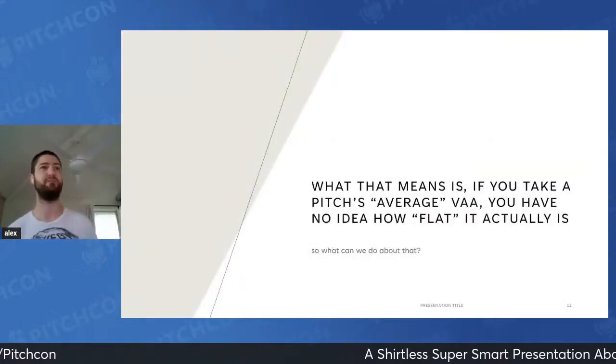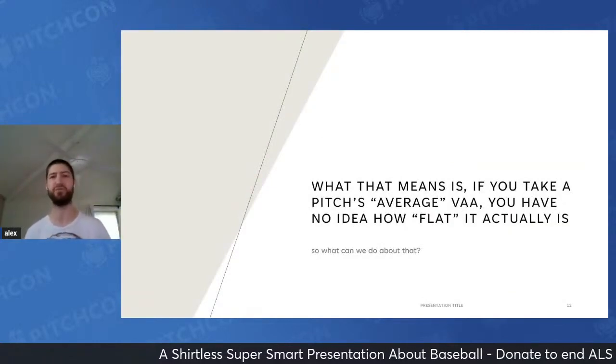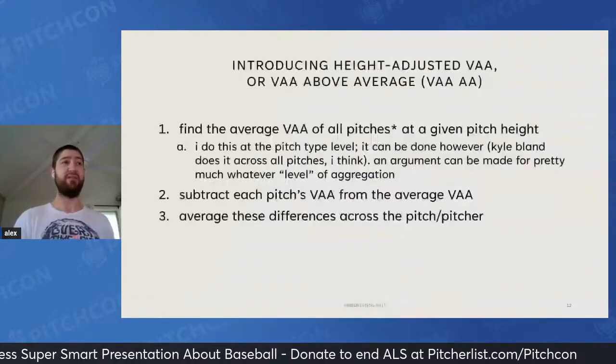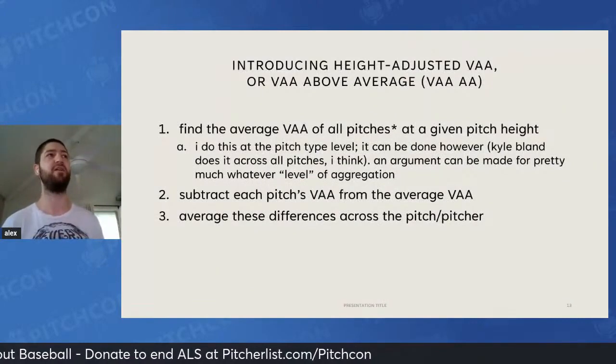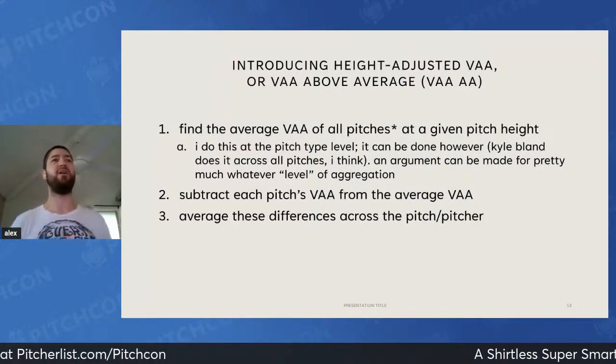What that means is, if you take a pitch's average VAA, you don't have any idea how flat it actually is, because you lose all of that information about pitch location. So what can we do about that? Introducing height-adjusted VAA, or VAA above average, which is VAAAA, or VA.